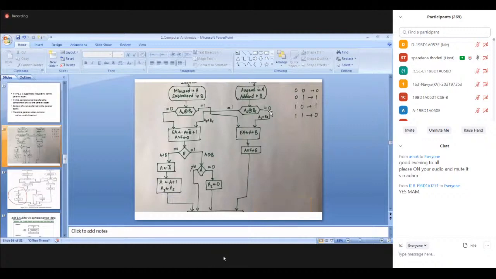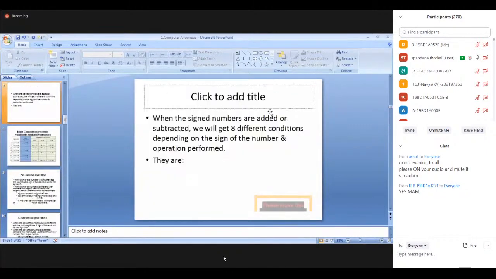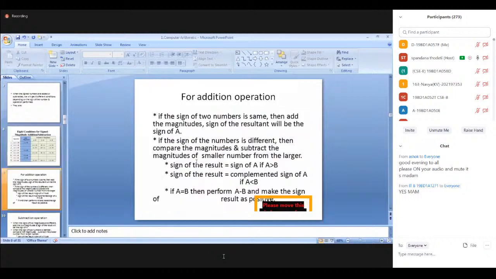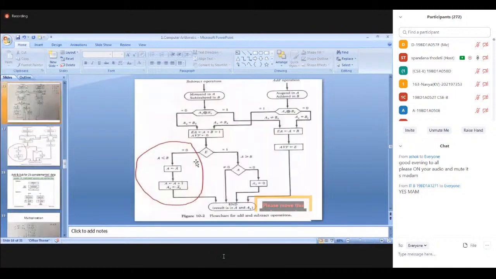What we have to do in addition operation, go to this table. In this table, when you are performing the addition operation, in the first 4 cases, whenever the sign of the two numbers is same, if it is plus plus or minus minus, what we are doing? We are simply adding the magnitudes A and B, right? So whenever the sign of the two numbers is same, then you have to perform addition operation.